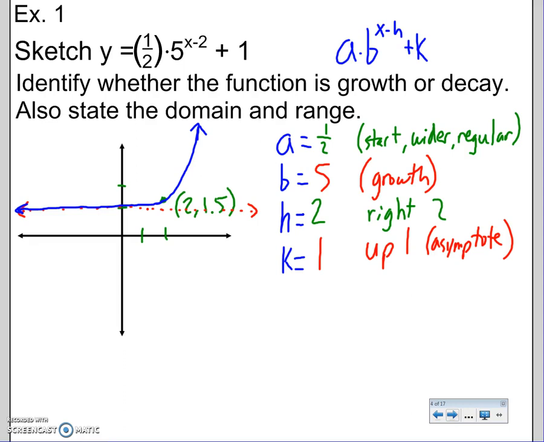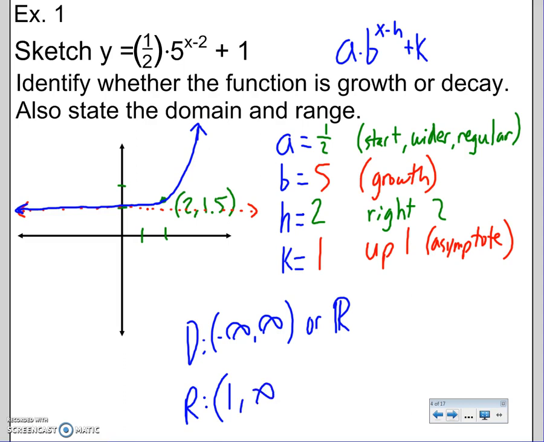This is my picture. Domain. How far left, how far right? It goes left forever, it goes right forever. So negative infinity to positive infinity. Or what we can say is all real numbers. My range, how low does it go? Well, the lowest is 1, because that was our asymptote, and it does not touch 1, so open parentheses. Highest goes is positive infinity. Or we can say y is above 1, so it's greater than 1. And there's every question and answer to that.